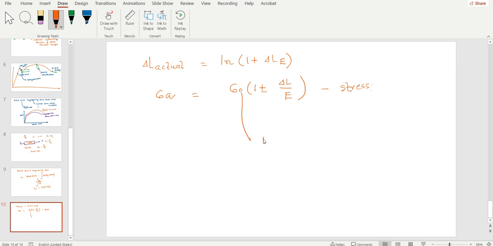This is called engineering stress. This is called actual stress. And the sign is positive for tension and negative for compression.